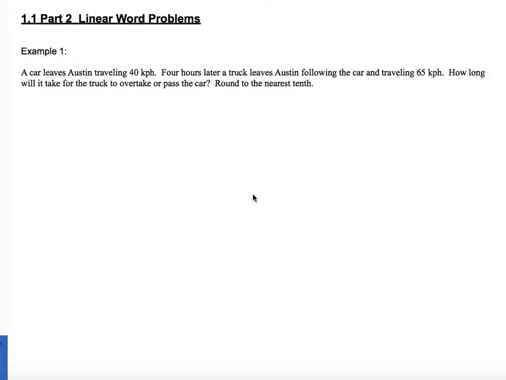1.1 Part 2 Linear Word Problems. I would take a minute and pause the video to give you some time to write down example 1 because I'm going to dive right into the solution.